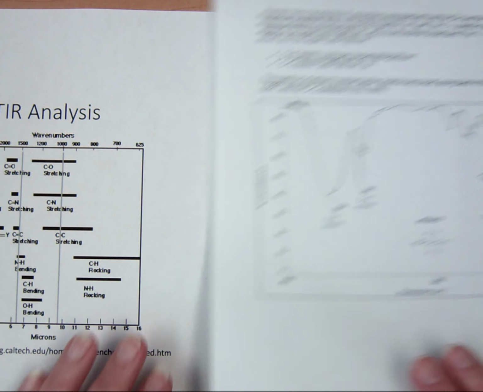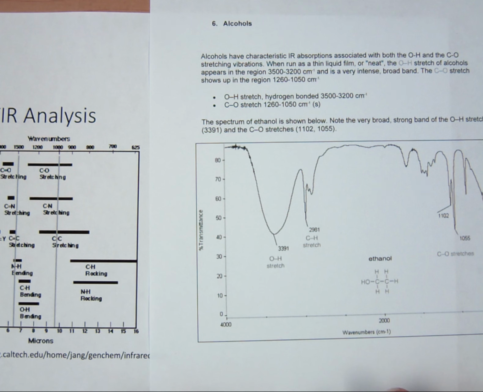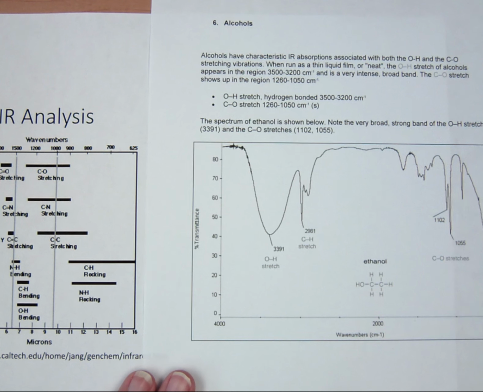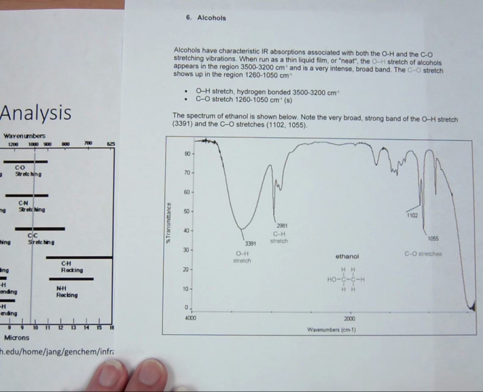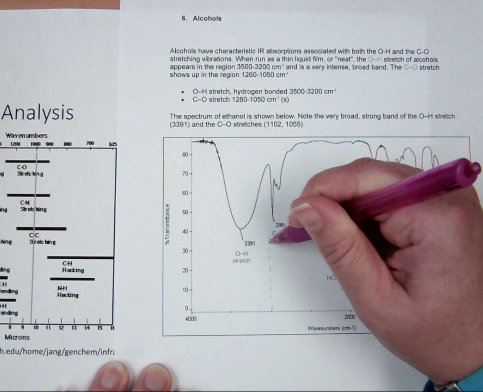Now, sometimes we have other functional groups other than just hydrocarbons, and there's a whole bunch of different ones listed in that IR tutorial, and I suggest you take a look at all of them. However, one of the quick ones that I wanted to show you is an alcohol.